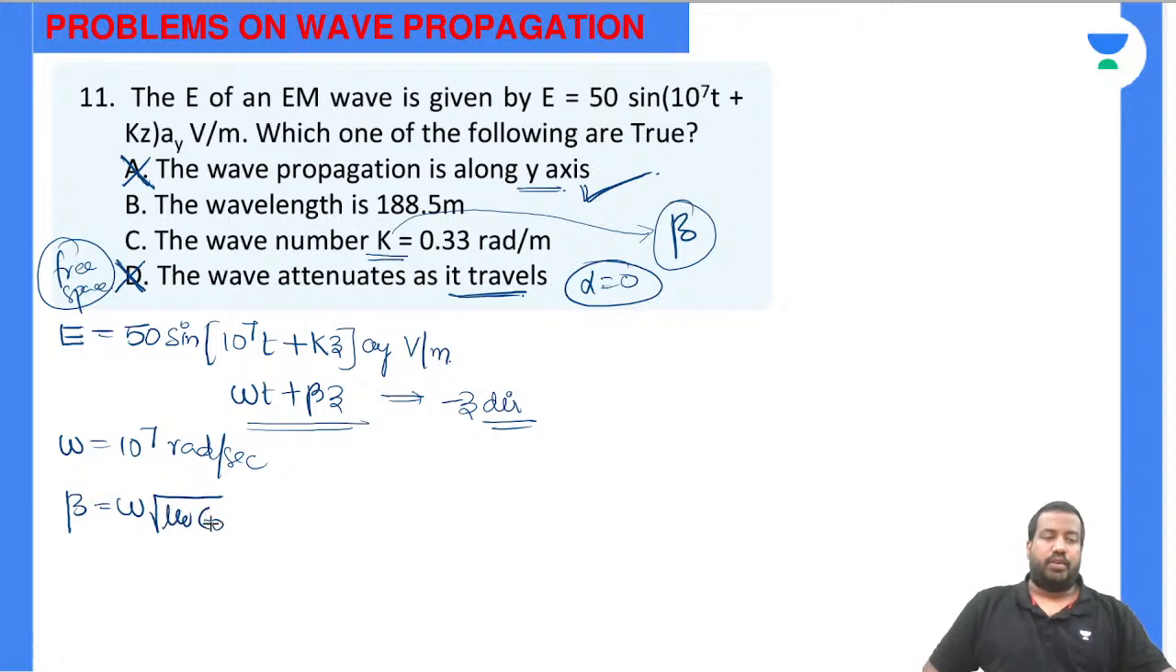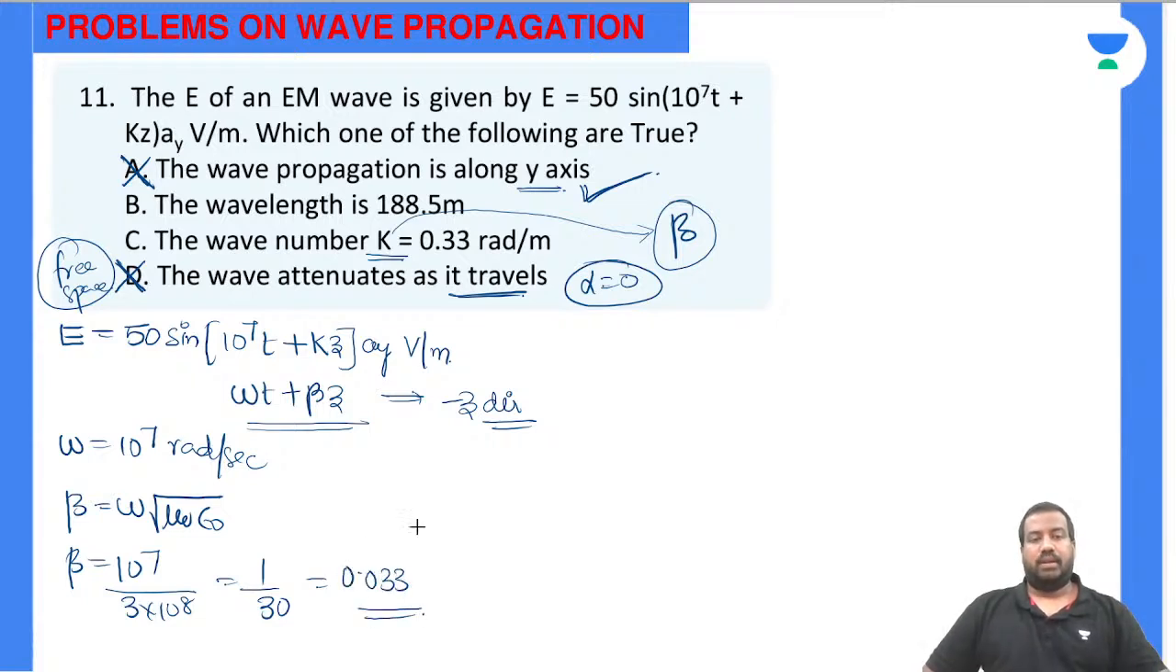Beta, the wave number, is omega into under root of mu naught epsilon naught, which is 10 power 7 into 1 by c, that is 3 into 10 power 8. That is 1 by 30, 0.033. But given 0.33 here, this is also wrong. So all three, A, C, D are wrong. You need not verify. B must be your answer. The verification of B is not that difficult.